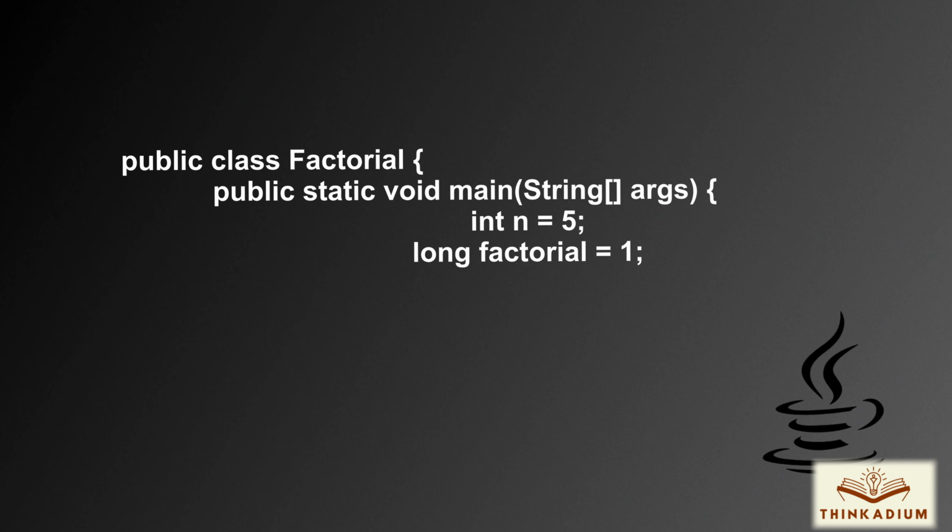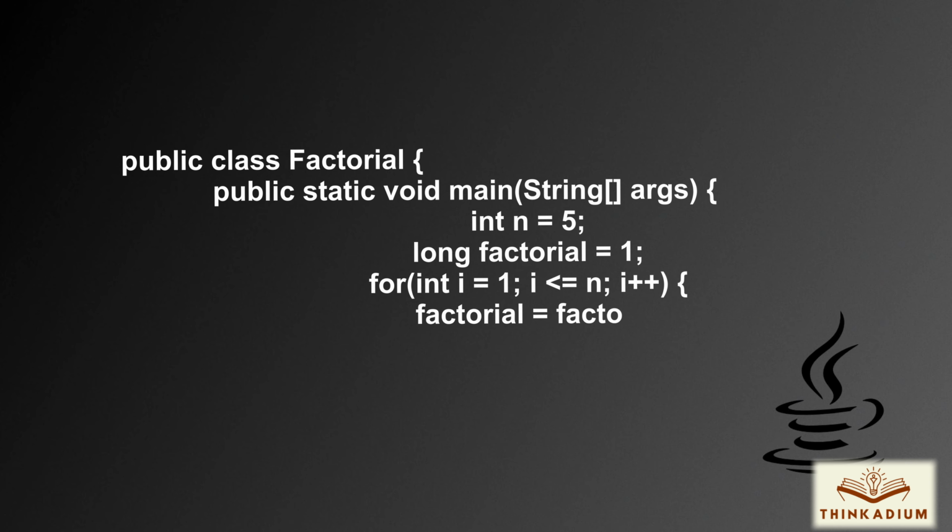Step 3 is the actual engine of our program, the for loop logic. We start with int i equal to 1, and as long as i is less than or equal to n, the loop runs, incrementing i by 1 each time. Inside the loop, we run factorial equals factorial times i. How does this work in practice? The loop variable i is basically continuously updating our factorial container with the new multiplied amount.